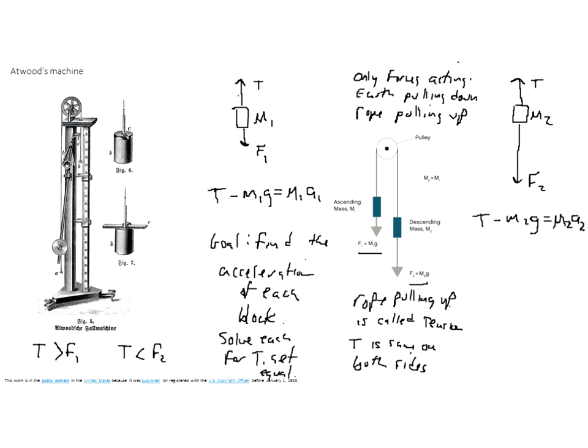So T equals M1A1 plus M1G, and also T equals M2A2 plus M2G. So that's just these two equations, and solving each of them for T.